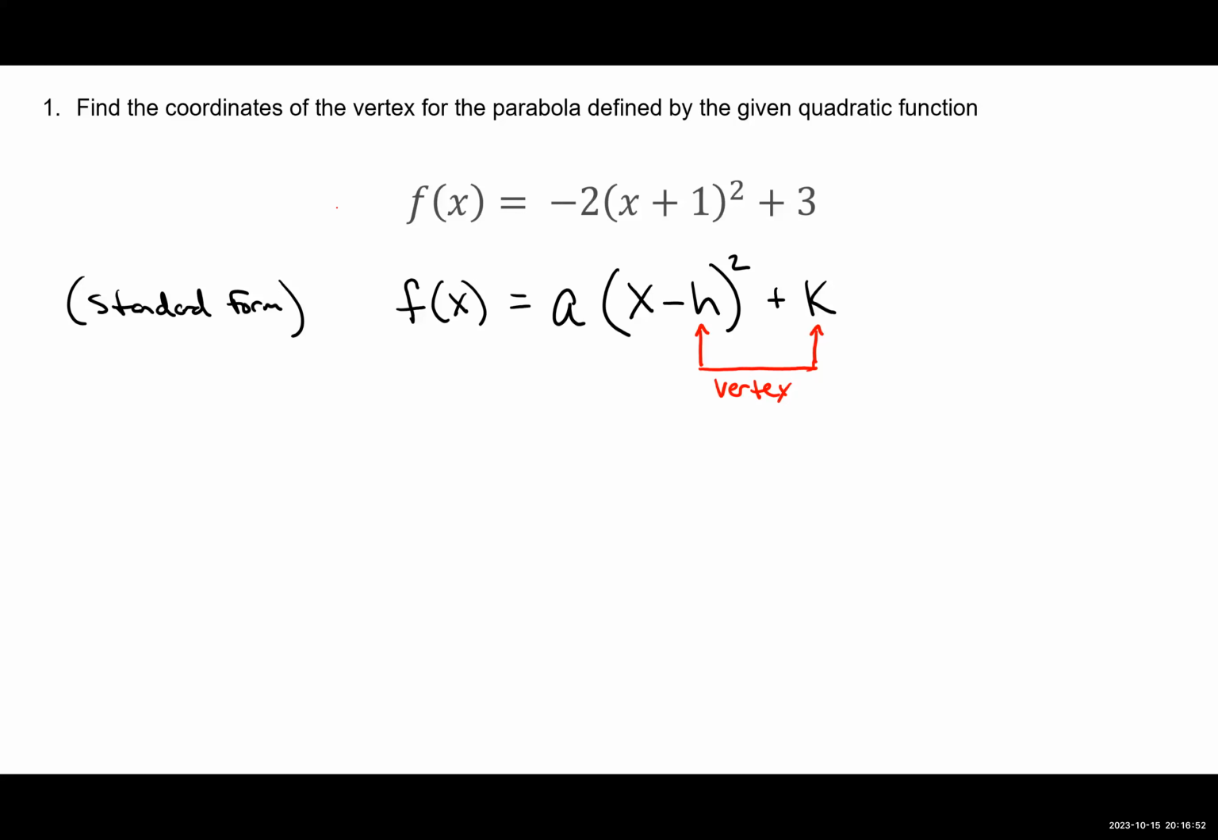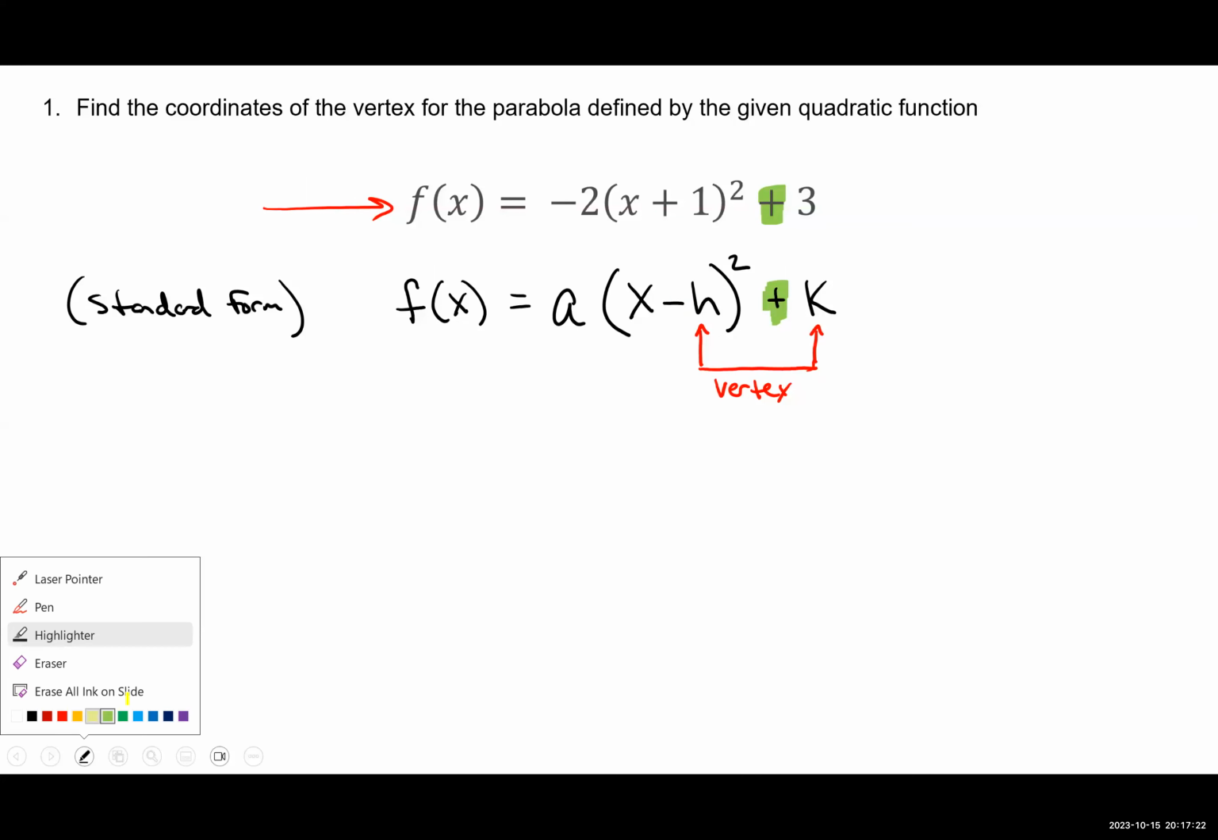Is the original function for this problem in standard form? Well, not exactly. The problem is you have to be really careful with the signs. If there's a plus, it's got to be plus. If there's a minus, it's got to be minus. This plus is fine. We have a plus 3, that's our plus k. So 3 is what we're using for the k. Now, the problem is we have a plus 1, not a minus 1. I'm looking at a plus sign here and a minus sign here.